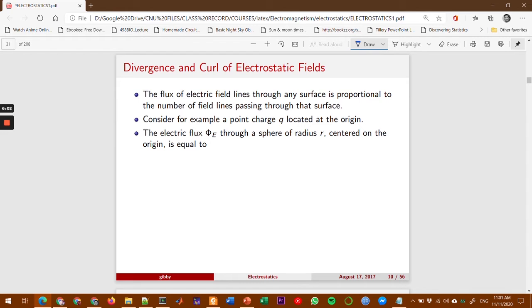So, a point charge Q located at the origin. The electric flux phi of E through a sphere of radius r centered on the origin is equal to... this one, because we have the charge centered at the charge Q. So we can get the flux since the surface is a sphere, the area is a sphere. So that is the flux.